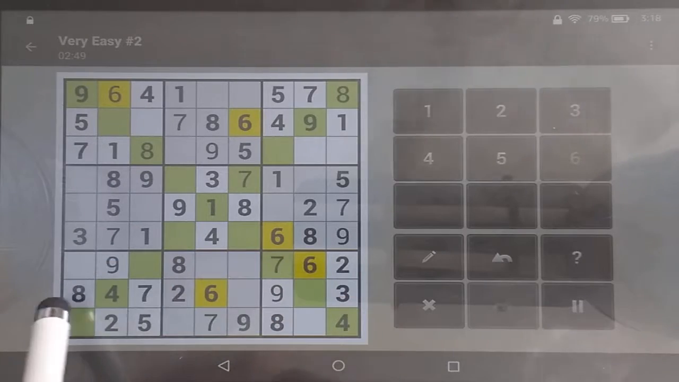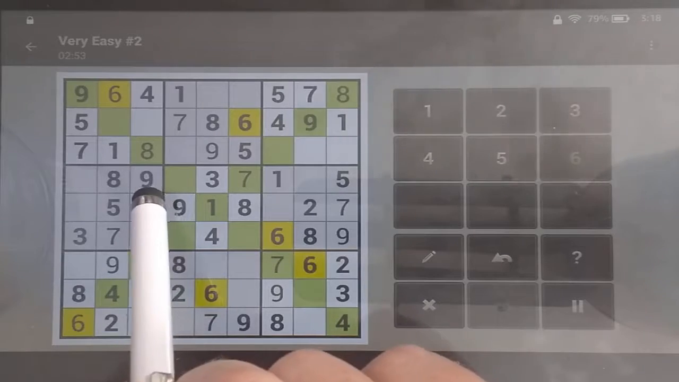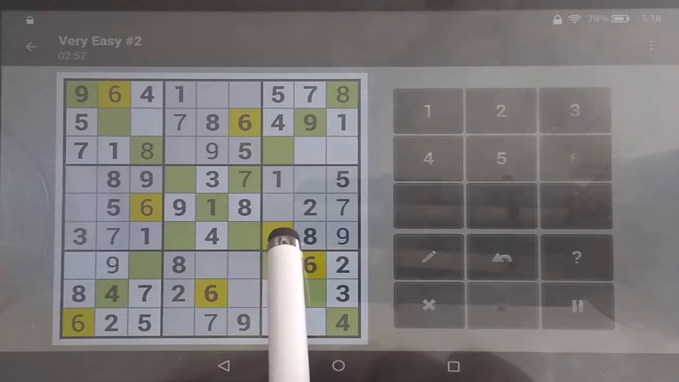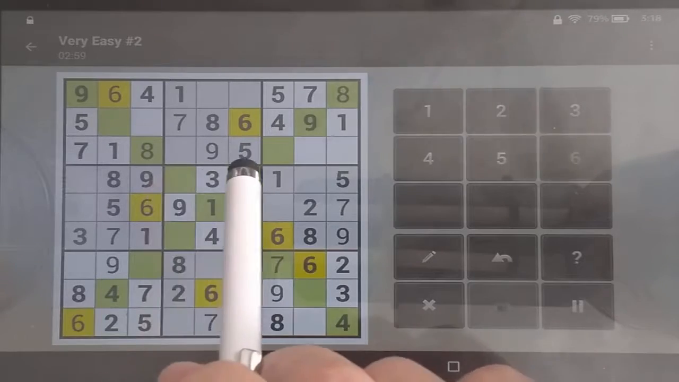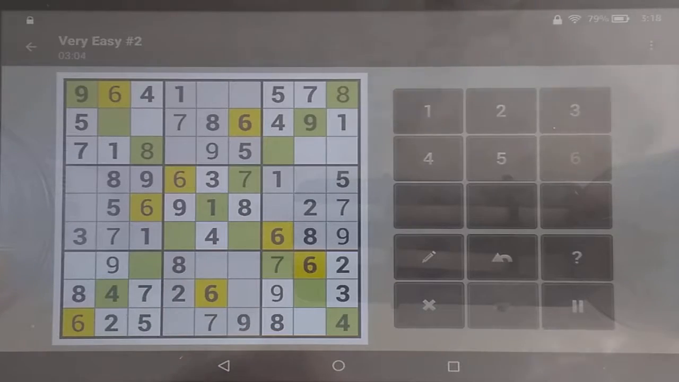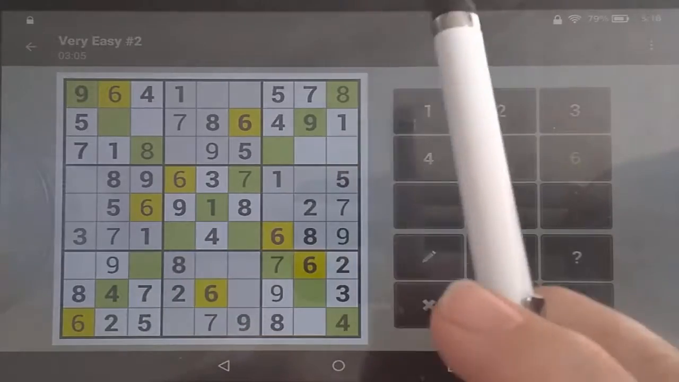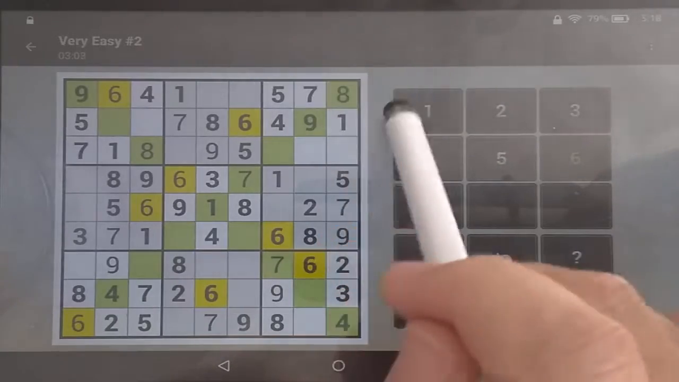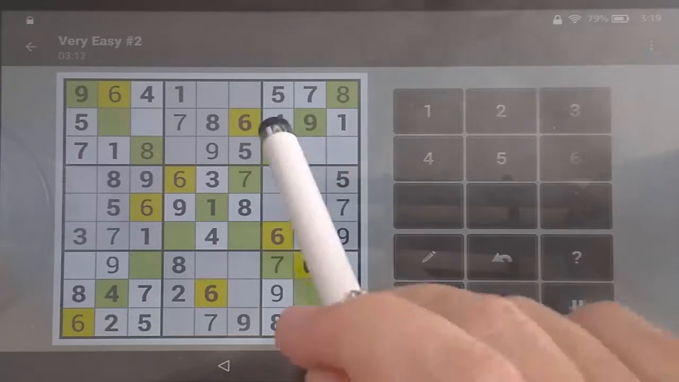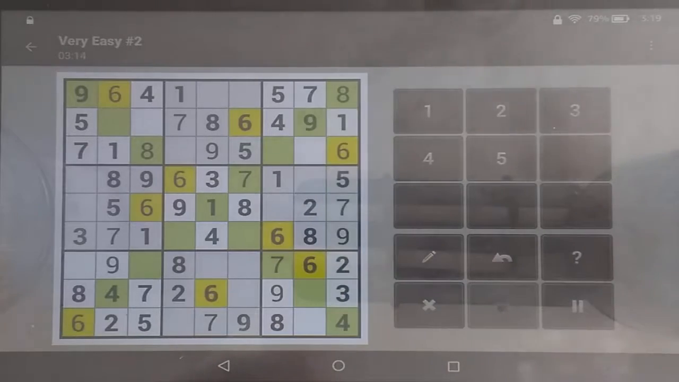These 6s block those rows, so that 6 goes there. That 6 blocks that column, so that 6 goes there. This row is blocked by that 6, so it has to be up here. Only one spot left, and it's right there. And we are missing a 6. Oh, in this square. These 2 columns are already covered, so the 6 goes right there. On to the 5s.